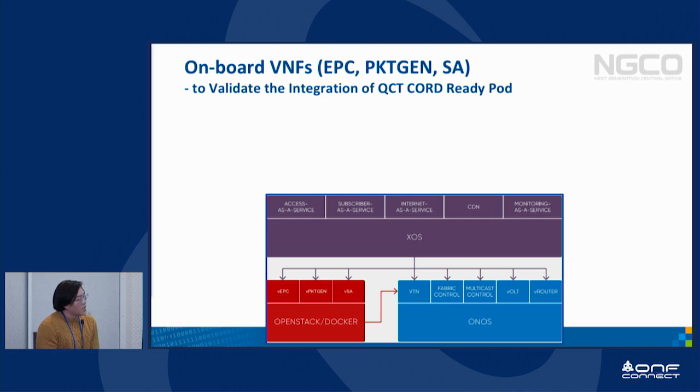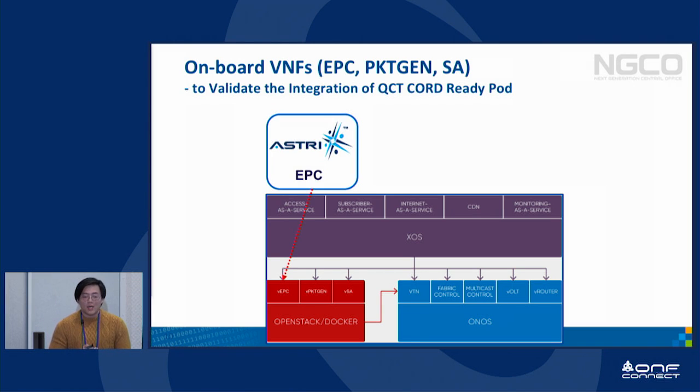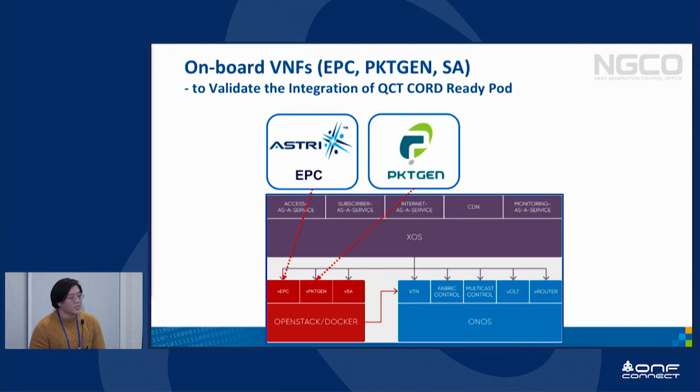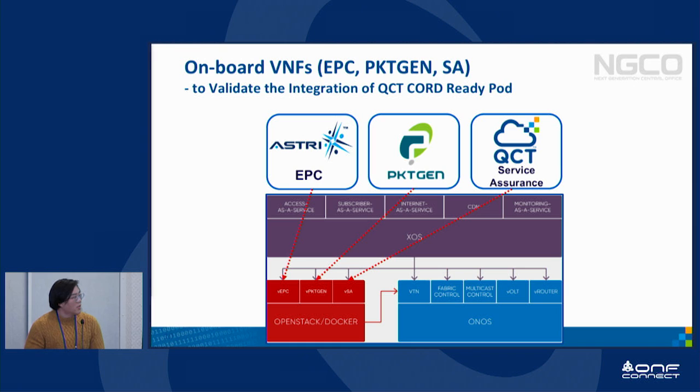Next, talking about the integration test, we have mentioned that we already onboarded some types of VNFs. The first one is the EPC software provided by Athonet, and this EPC software is divided into 2 parts: the EPC control plane and the EPC data plane. The second is the packet generator VNF for simulating the GTP traffic. And the third one is the QCT service assurance, which is composed of 4 VNFs.